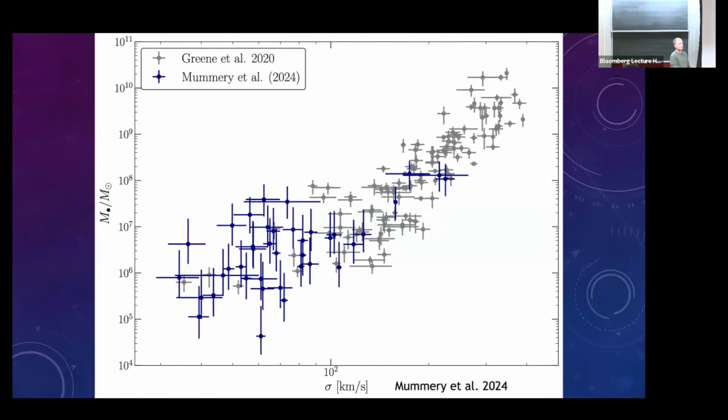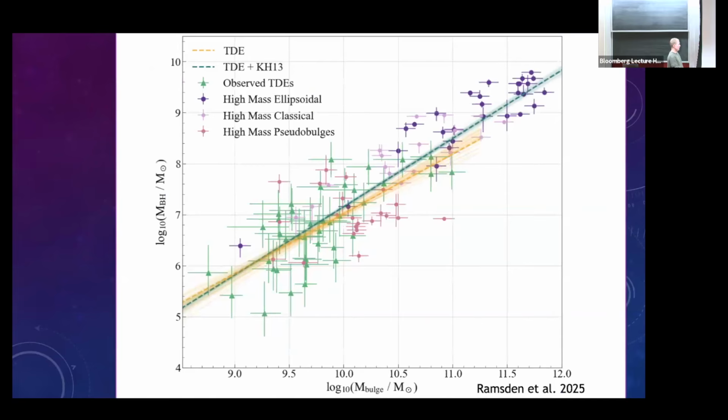Same is true for M-sigma, so you can fill in the lower end of the velocity dispersion relationship as well. And then since our paper, Paige Ramsden, who's a grad student at Birmingham, has added them to bulge mass of a galaxy versus black hole mass, and they're the green. And you see, M-sigma doesn't seem to fit.